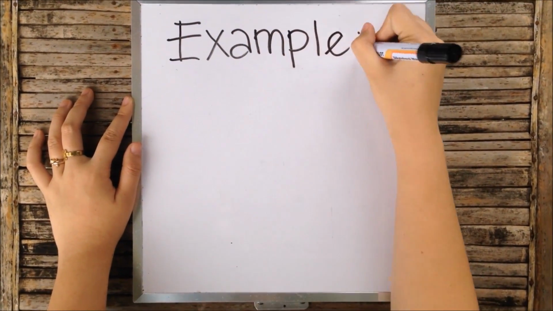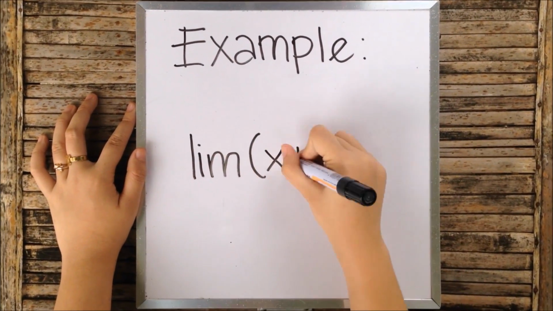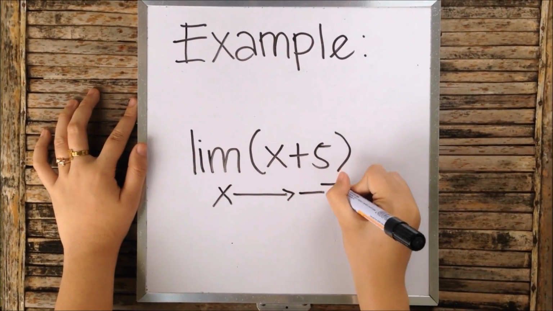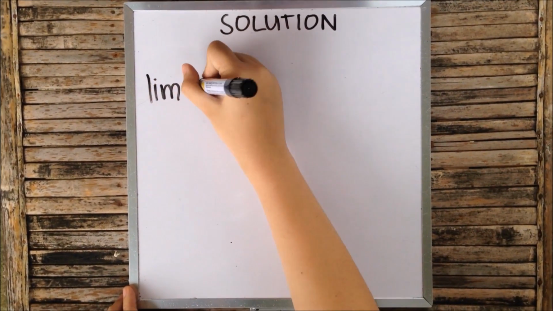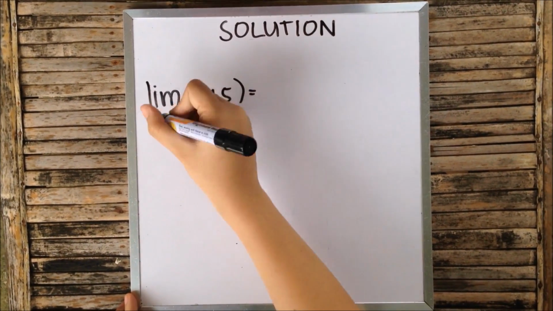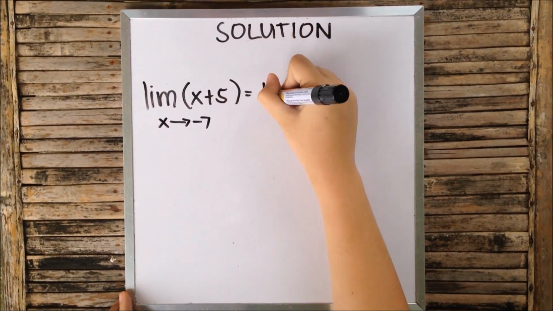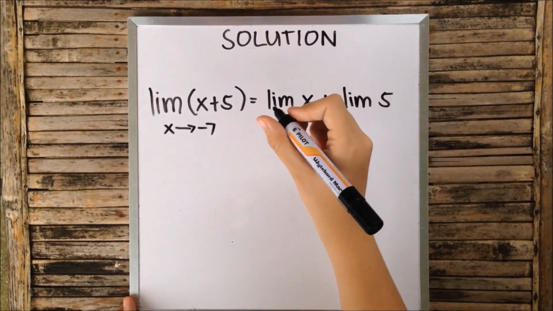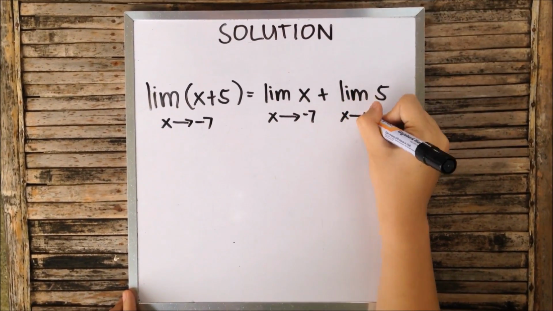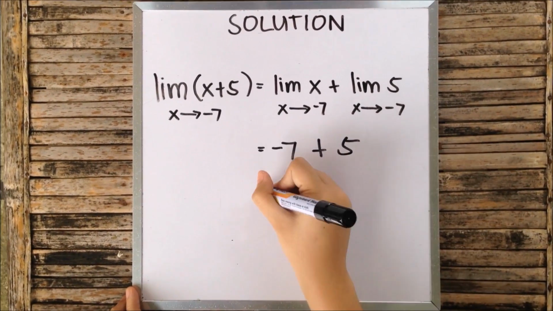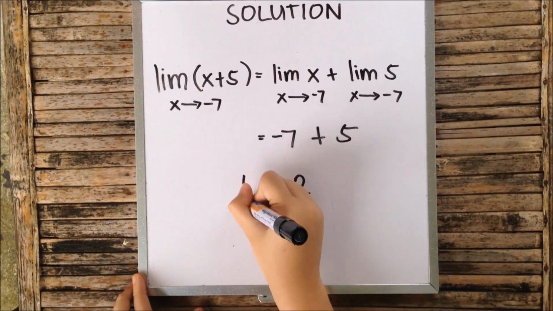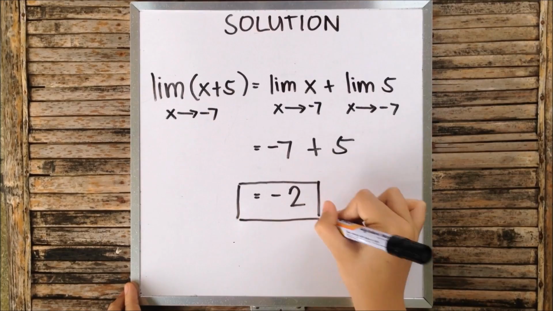Here's an example. Limit of x plus 5 as x approaches negative 7. Here's how to add. Given the limit of x plus 5 as x approaches negative 7 equals the limit of x plus limit of 5 as both x's approach negative 7, substitute the value of x, which is negative 7, so negative 7 plus 5 equals negative 2.